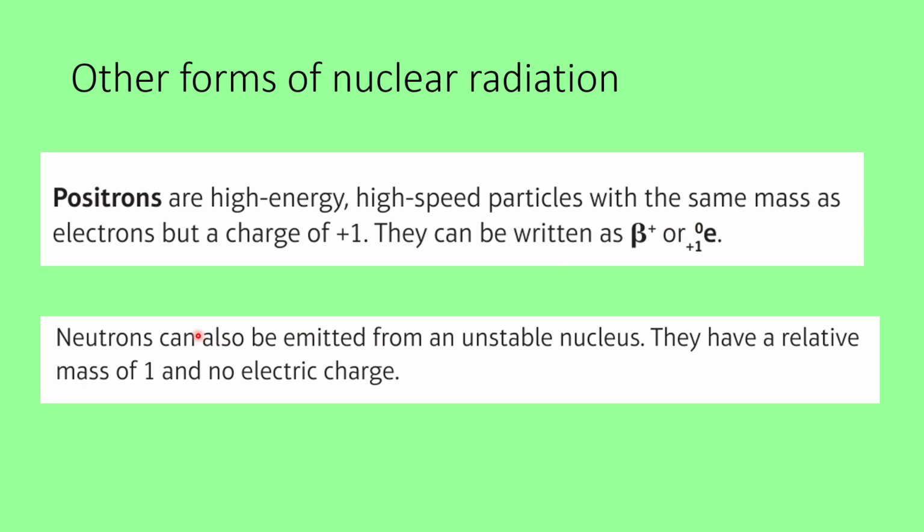Now the last type of radiation you need to know about is neutrons. Neutrons, something we also find in the nucleus, can be emitted from an unstable nucleus, and as you already know, they have a relative mass of 1 and no electric charge.